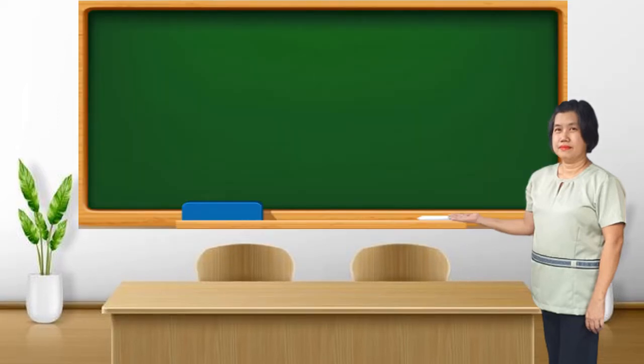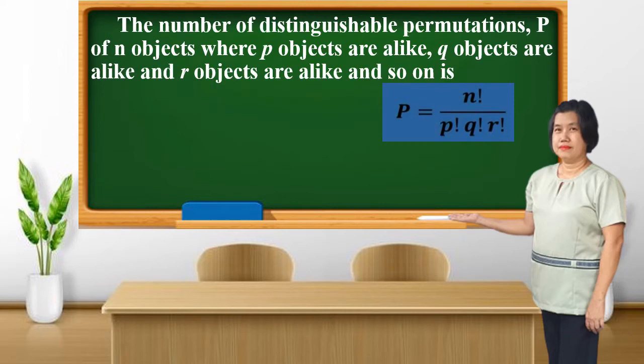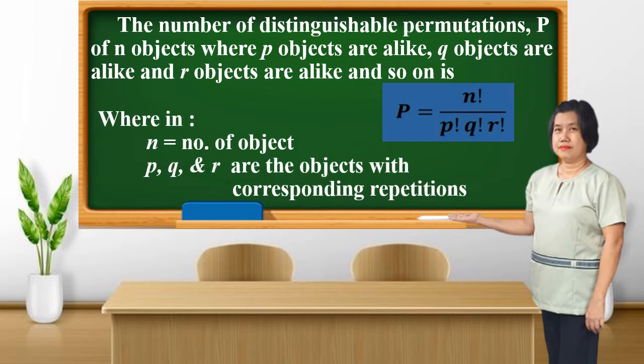How can we find the number of distinguishable permutations? The number of distinguishable permutations P of n objects where P objects are alike, Q objects are alike, and R objects are alike, and so on, is P equals n factorial over P factorial, Q factorial, R factorial, wherein n is the number of objects, and P, Q, and R are the objects with corresponding repetitions.